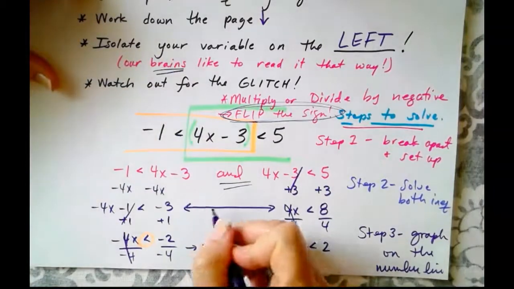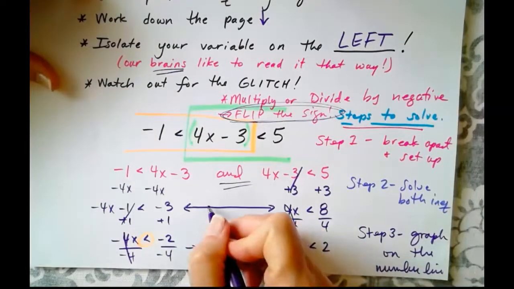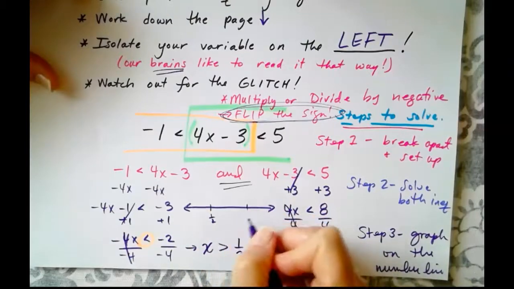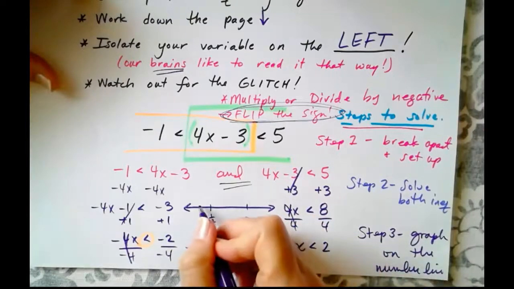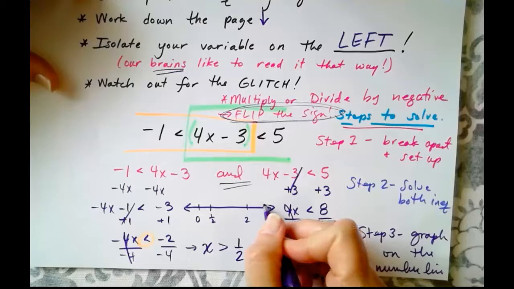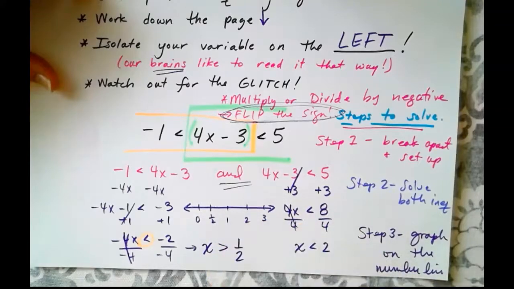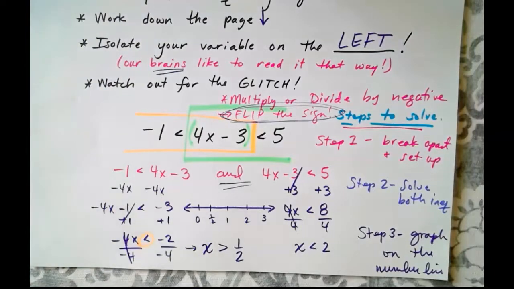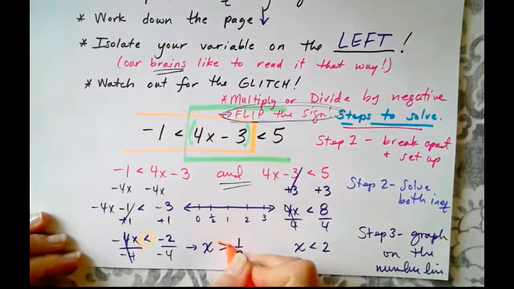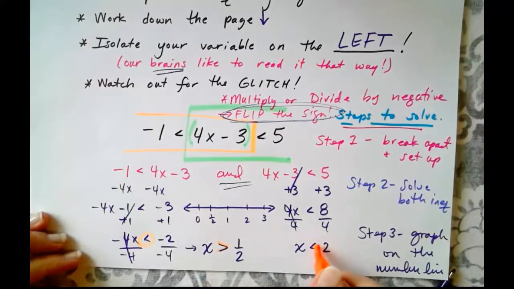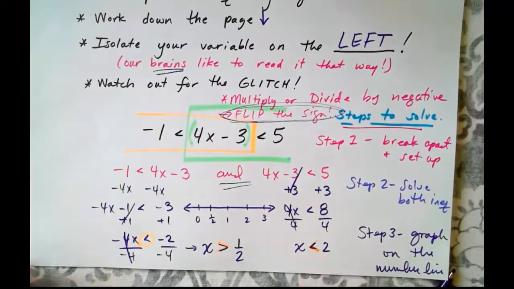But do remember left to right, smaller to bigger. So here's 1/2, and here's 2, which means that 0's down here, and 3 is up here, and then 1 is sort of in the middle there. It doesn't have to be perfect. So just a reminder, this is strictly greater than. This is strictly less than.